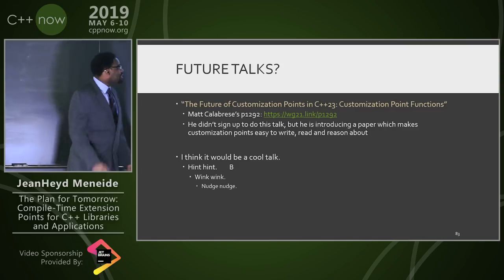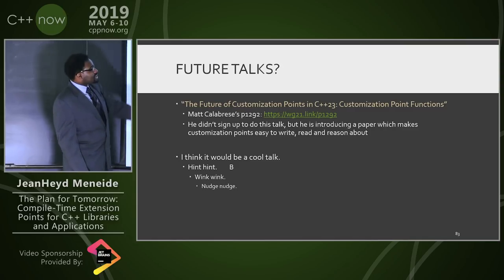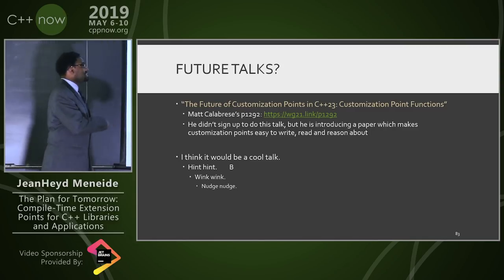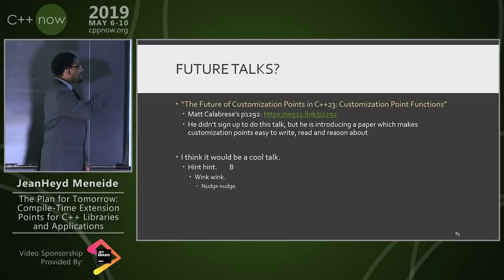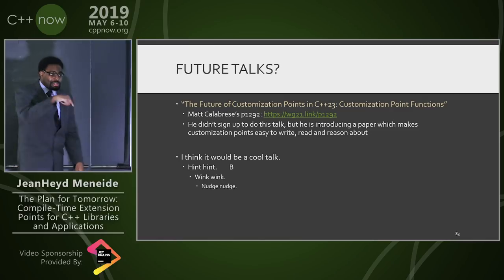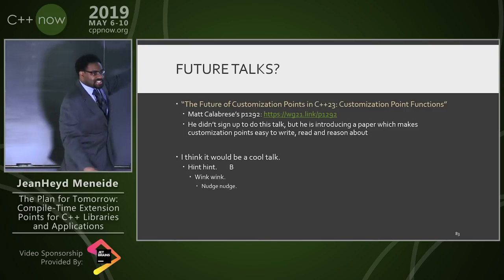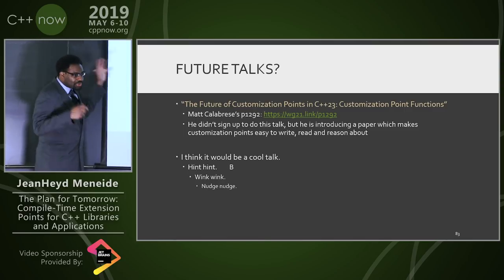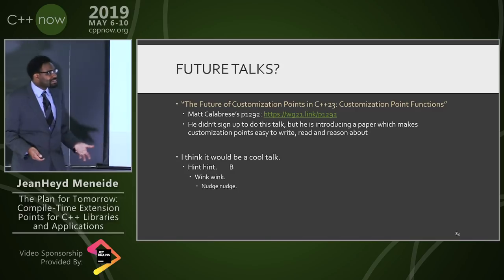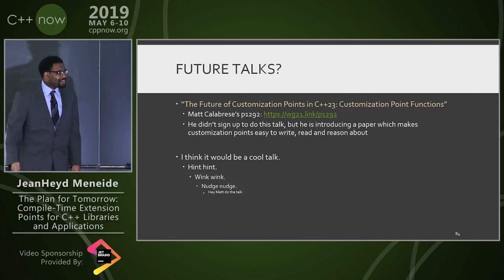There's also another future talk, on the future of customization points in C++23, customization point functions. That's not actually the name of the paper, but it's Matt Calabrese's P1292. And he basically defines a bunch of really cool stuff that will solve half of the problems that you have seen on these slides. So it would be really cool if that talk was there. Matt, please? Hey Matt, do the talk.